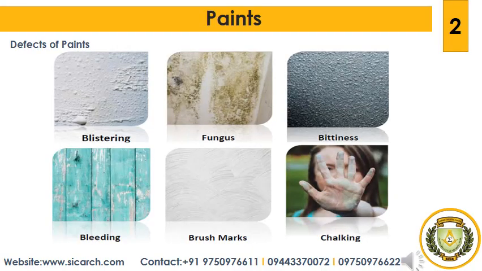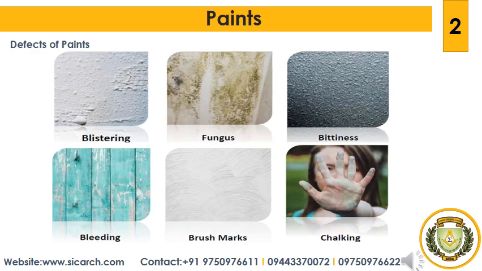The first one is blistering. This defect is caused by the water vapor which is trapped behind the painted surface. The formation of bubbles under the film of paint occurs in this defect. It may occur from various causes such as the imperfect seasoning of timber, excess oil used in the final coat.